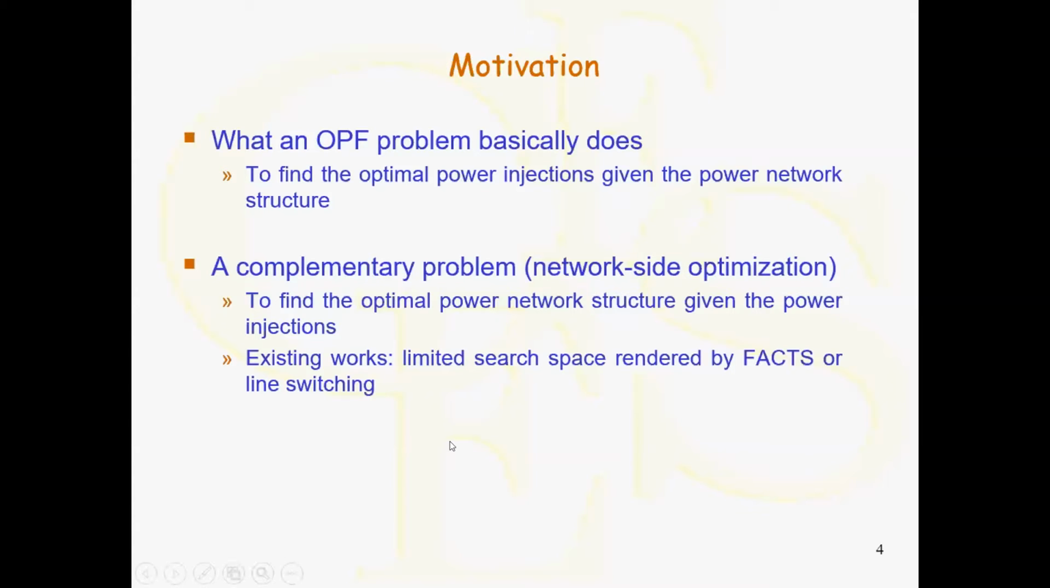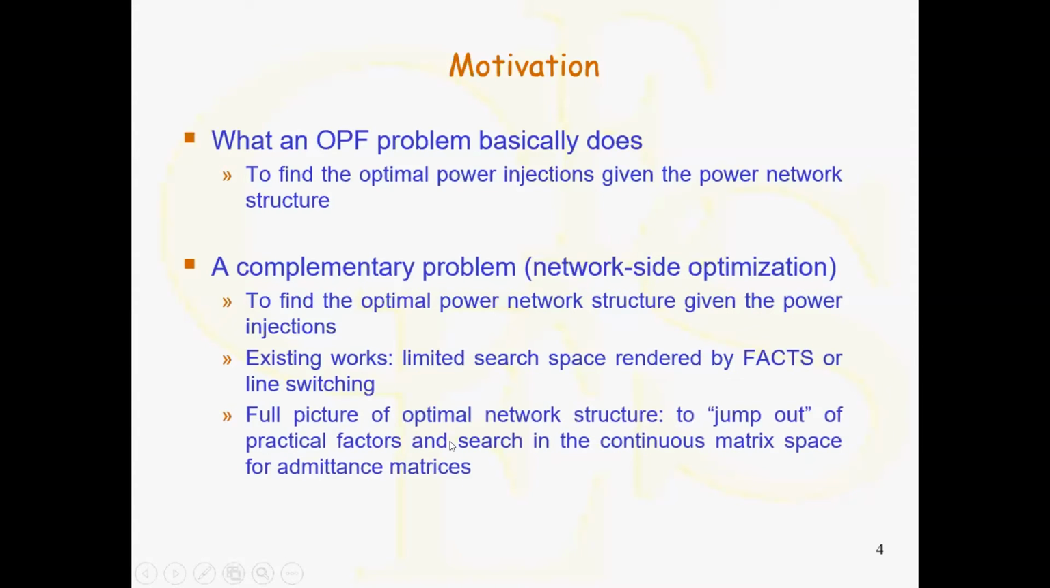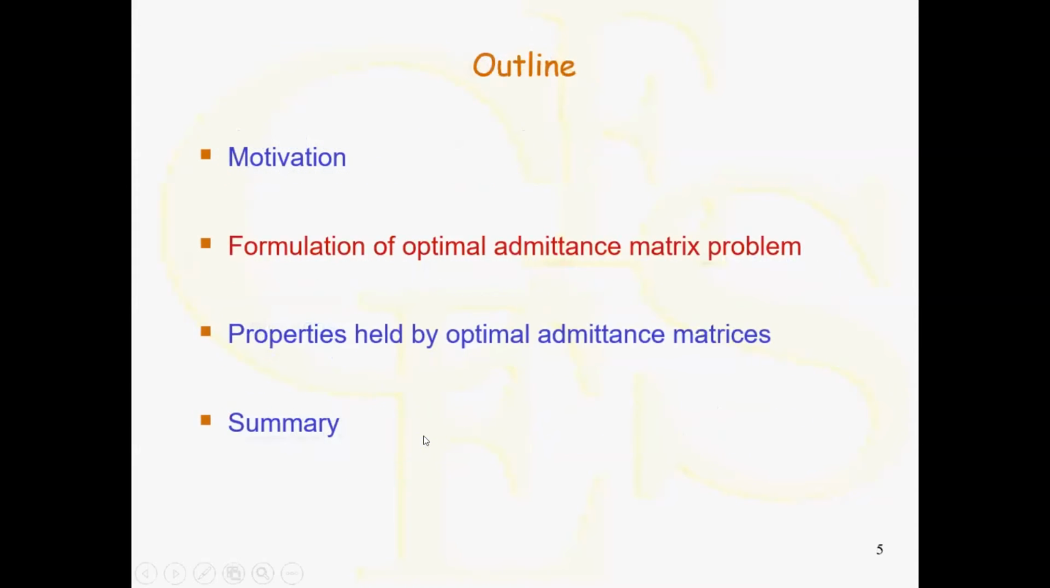In contrast, in our work, we will jump out of the practical factors and optimize the admittance matrix in a much broader matrix space. And by doing so, we can study the properties of the optimal network structure in a clearer manner. Let's go to part 2, the mathematical model of the optimal admittance matrix, or OAM for short.